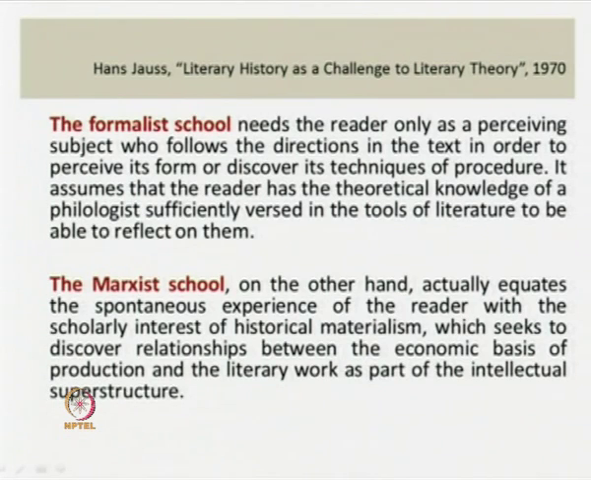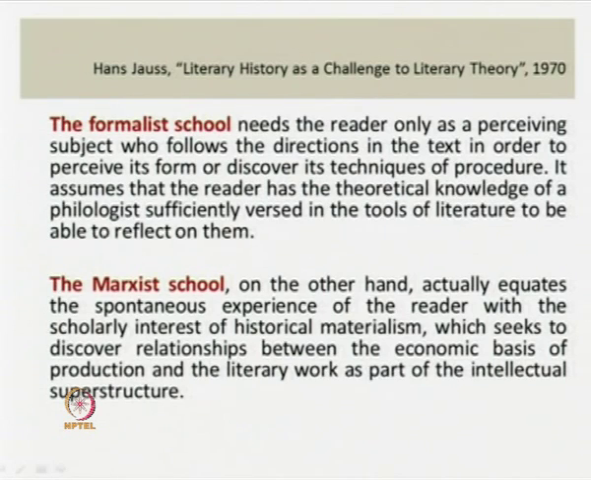Now, let me quote from Jauss, his essay "Literary History as a Challenge to Literary Theory," because here he makes an important distinction. He talks about Marxism by distinguishing it from another school of thought that many of us are aware of, that is formalism, particularly of the Russian school. He says that the formalist school needs the reader only as a perceiving subject who follows the directions in the text in order to perceive its form or discover its techniques or procedure.